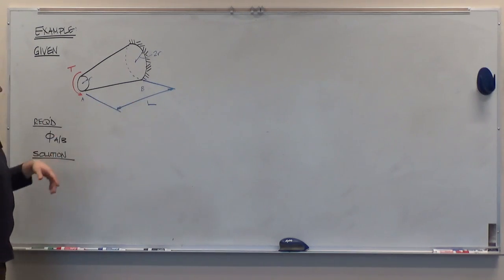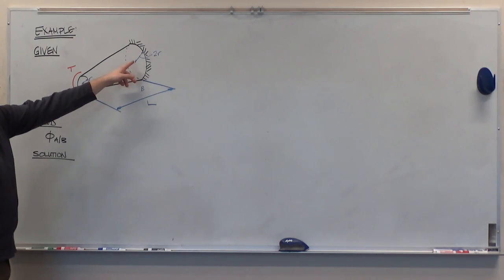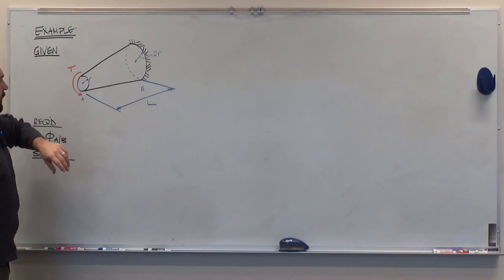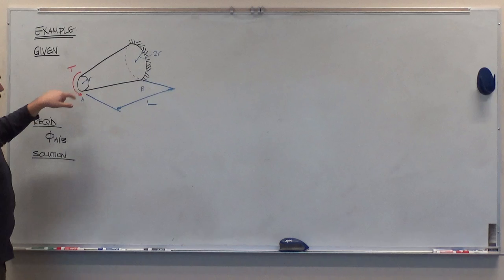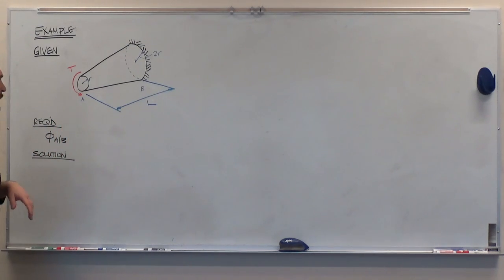It's fixed at point B. It has a length L. The diameter changes from the value 2r, the radius changes from a value of 2r at the support at B down to a radius of r. Again, there's no hard discrete values here for this problem. They're all left in variable format.